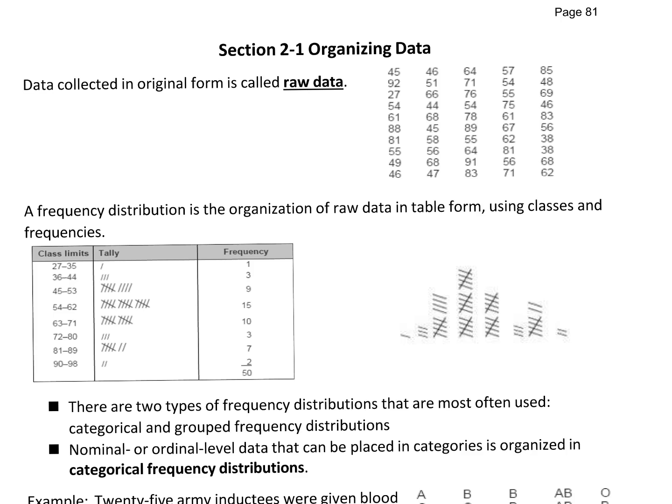Hello, this video covers section 2.1, organizing data. Data collected in the original form is called raw data. A frequency distribution is the organization of raw data in table form using classes and frequencies.